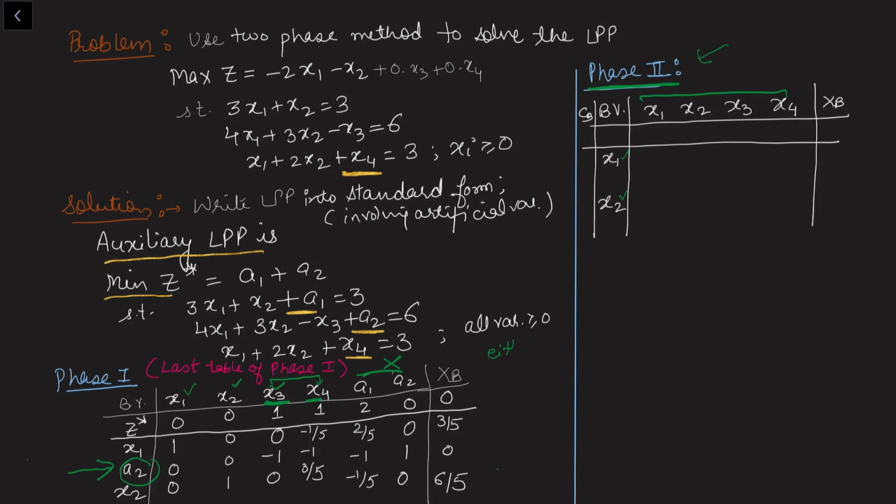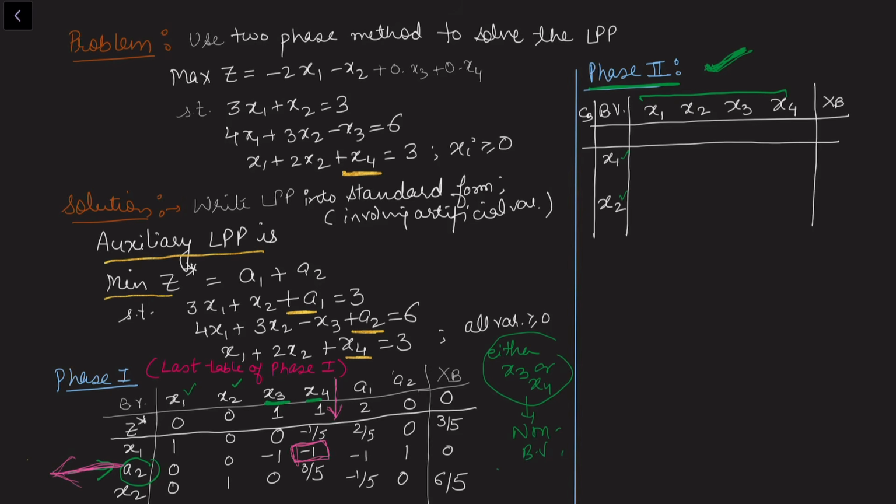So we can choose either x3 or x4, anyone. These are the non-basic variables. So introduce these two in the next table of phase 1, which is the first table of phase 2. So we enter either x3 or x4. Suppose I choose to enter x4, and here I have to remove the artificial variable a2. So the only possibility is that this will become the pivot element.